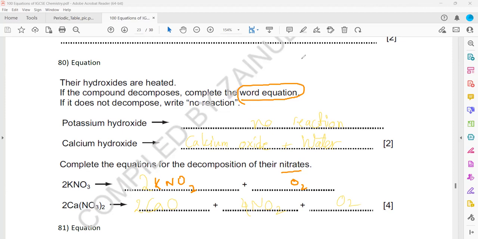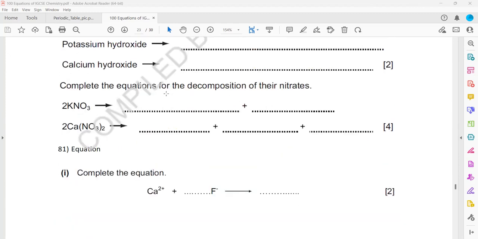Why no reaction for potassium and sodium? Because they are very stable hydroxides. We can melt them, but we cannot chemically change them. Chemical change cannot happen. Physical change can happen, like when you supply heat energy, you can melt the hydroxide, but you cannot chemically change it.